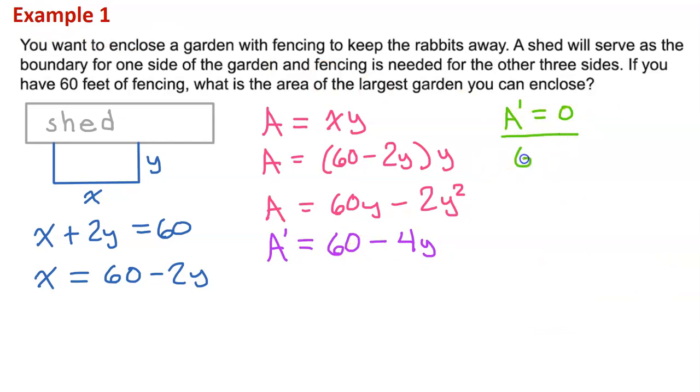So we have 60 minus 4y is equal to 0. Adding 4y to both sides, we have 4y is equal to 60. Dividing both sides by 4 gives us y equals 15. So this is the only critical value.